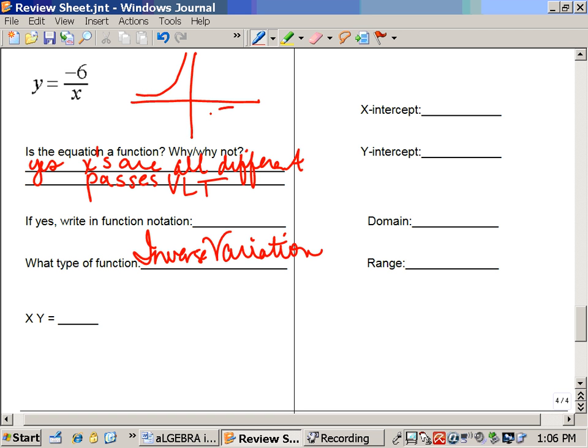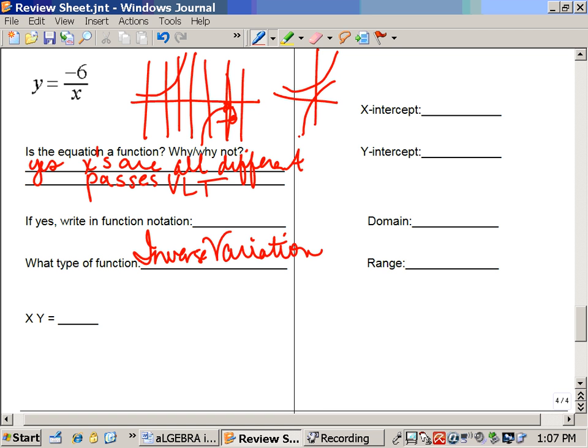I'm just sketching it in my brain. Are the x's all different, or do they come back on top of it? Like if it went like that, that'd be no, because if I draw a vertical line, I hit it 2 times. So any vertical line, how many times can you hit? Once. Now watch. What if my graph went like this, and then this one went like that? Is that a function? That is not a function.